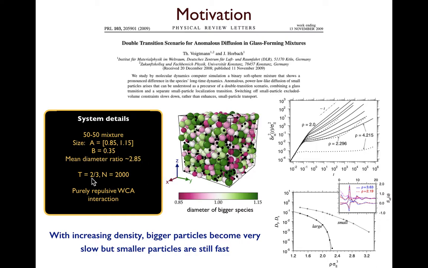This system has been studied at fixed temperature by varying the density from a very small value to a very large value. Here we can see the diffusivity of the bigger species become very small as we increase the density, but a smaller particle diffusivity is even finite at very high density. So with increasing density, bigger particles become very slow, but smaller particles are still fast. This means there is a huge time scale separation between the dynamics of bigger and smaller species.